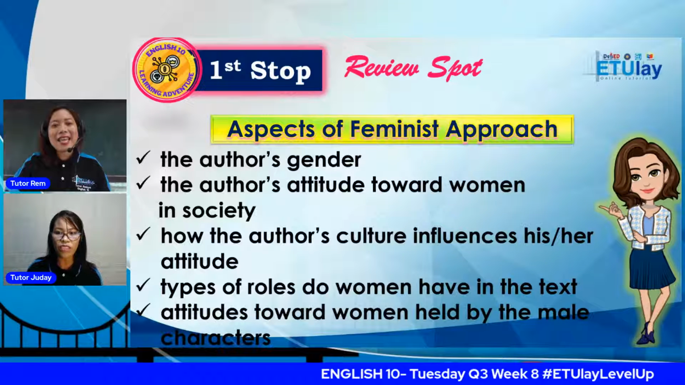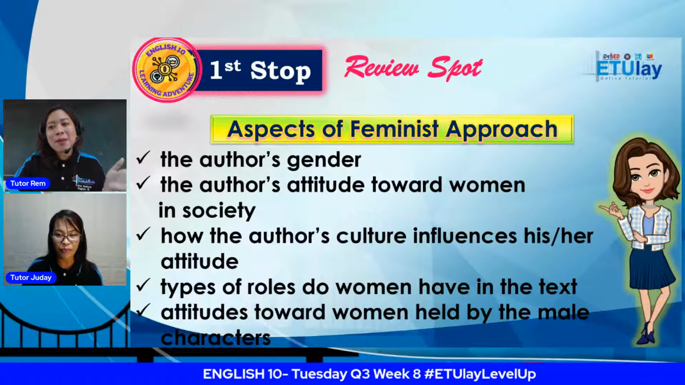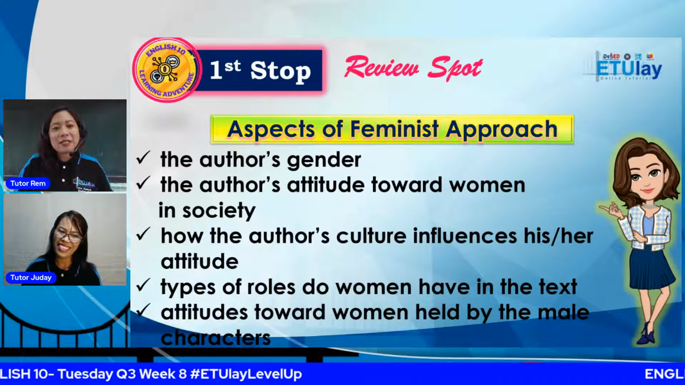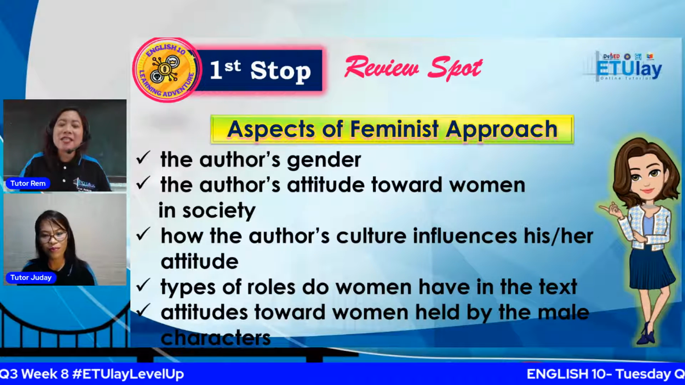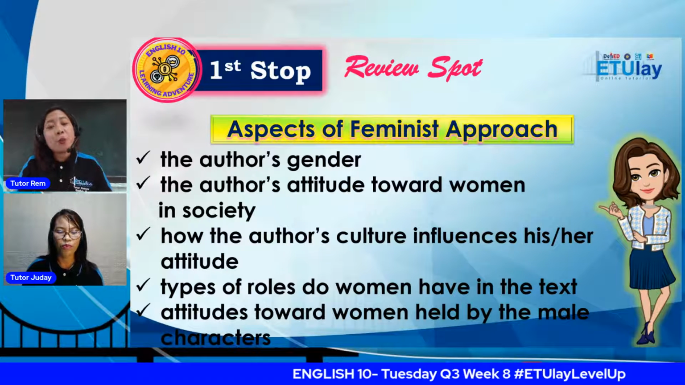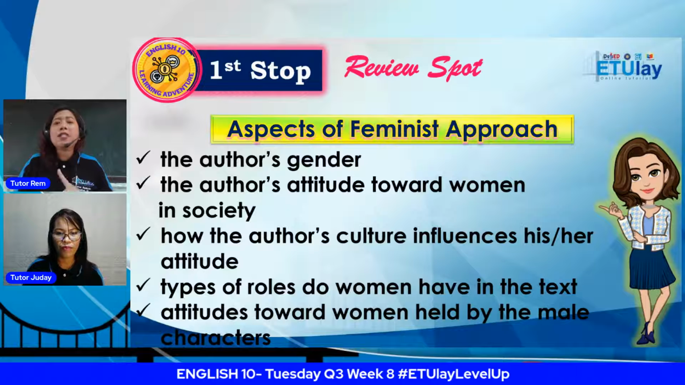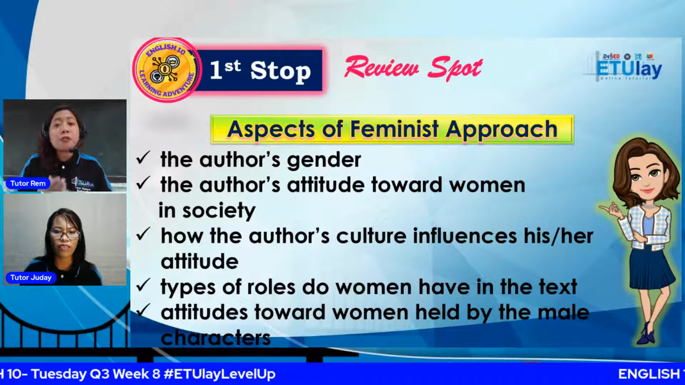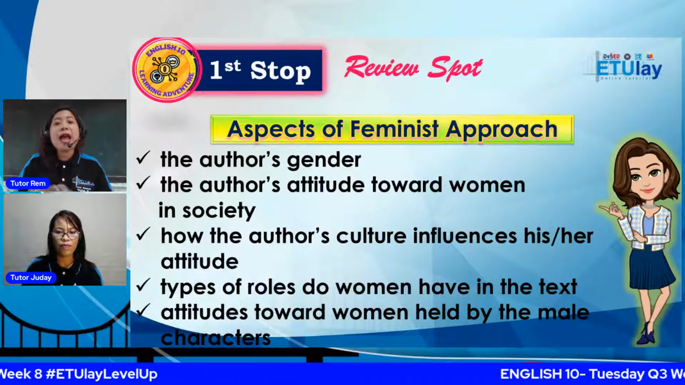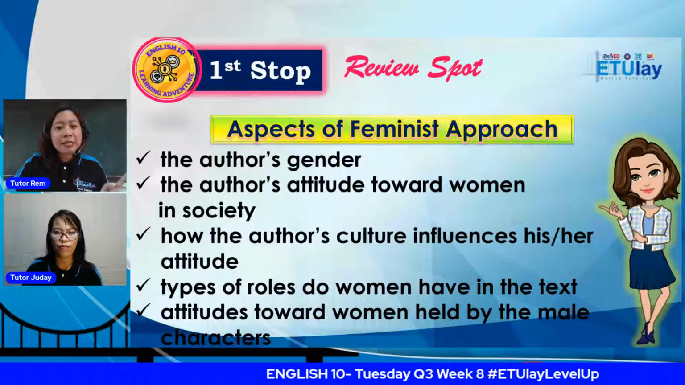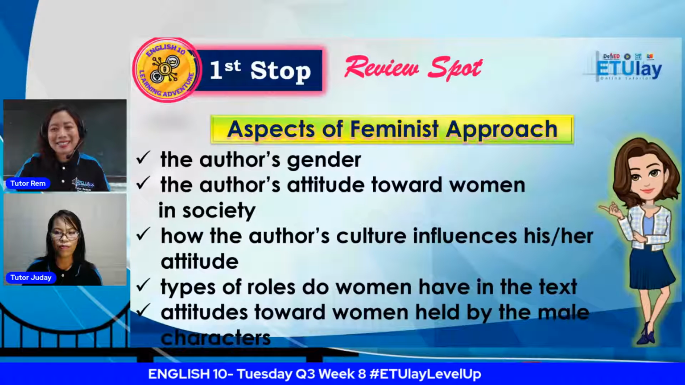And for the aspects, these are the aspects that you should consider to effectively analyze a certain literary piece using the feminist approach. We have the author's gender, the attitude toward women in society, how the author's culture influences his or her attitude, the types of roles women have in the text, and the attitudes toward women held by the male characters. So you have to take note of those aspects.